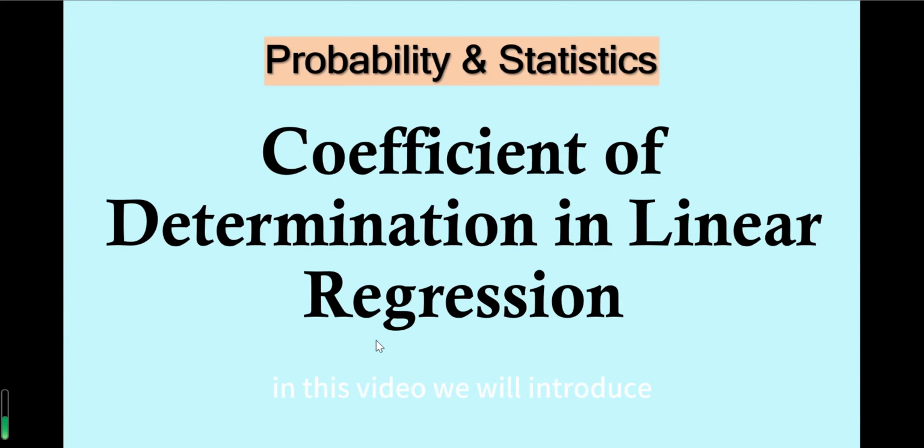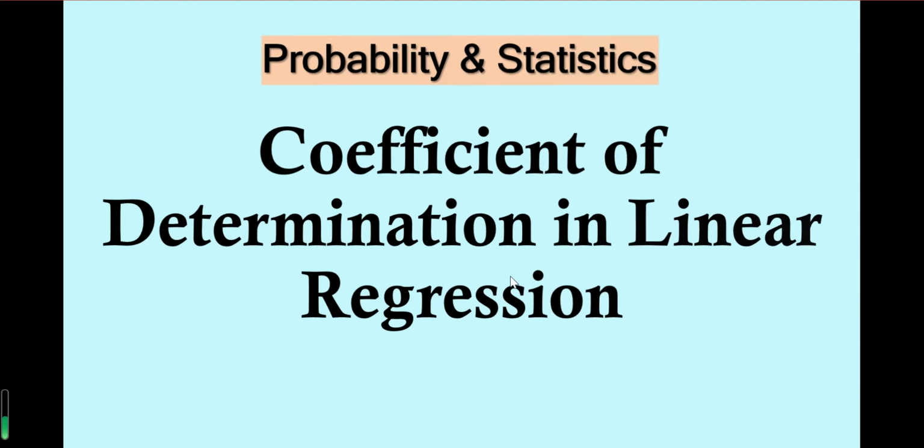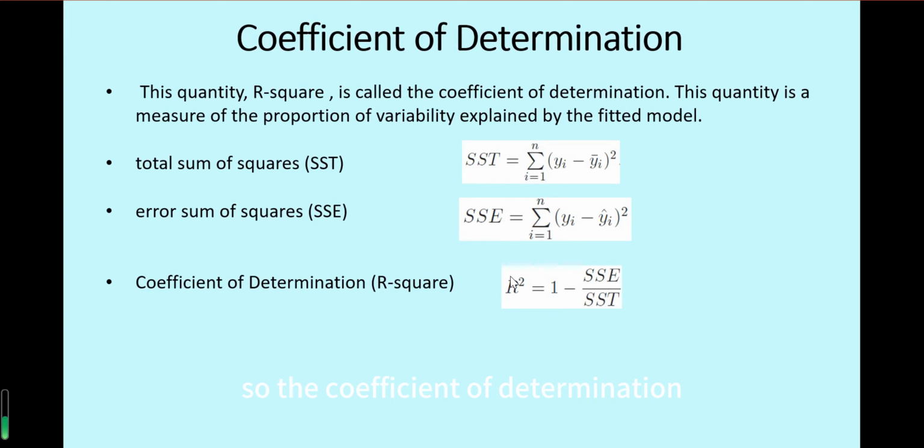In this video, we will introduce coefficient of determination in linear regression. So the coefficient of determination, also called R-squared, is a value that measures the proportion of the variability of the variable explained by the fitted model. Mathematically, R-squared is 1 minus SSE divided by SST.